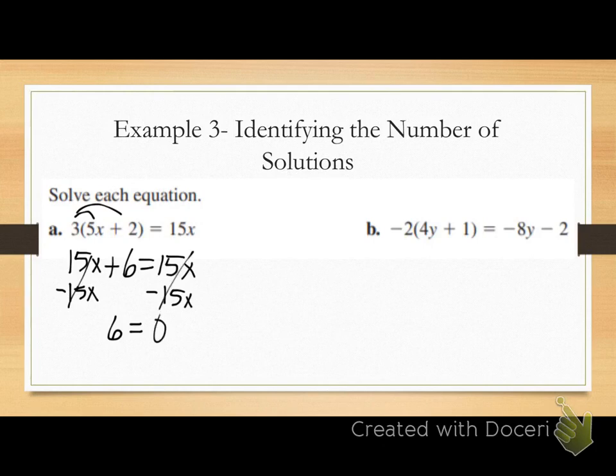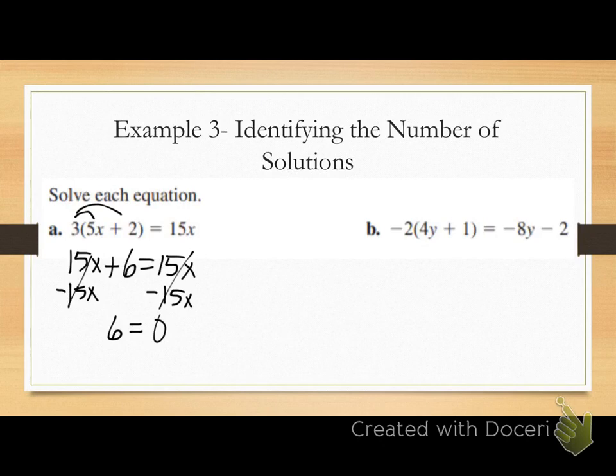So, anytime your variables cancel each other completely out on both sides of the equation, does everyone see what I mean when I say that? They cancel each other out here, and they cancel each other out here. I don't have any more x's, do I? All my x's are gone. If that happens, I'm either going to get no solution or infinitely many solutions.